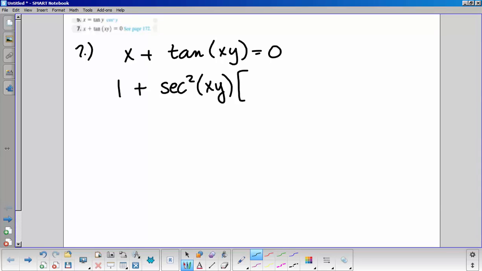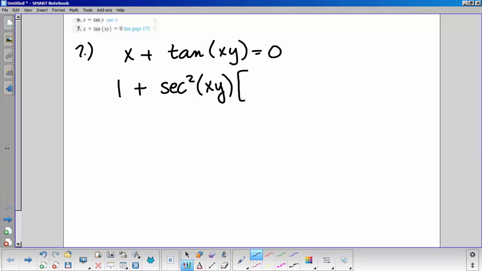So here we go. We're going to take the derivative of number 7 implicitly. So we take the derivative of x, which is 1, plus the derivative of tangent of xy, which is a composite. So we have to take the derivative of the outside, which is secant squared, keeping the angle argument, times the derivative of the inside, which is a product.